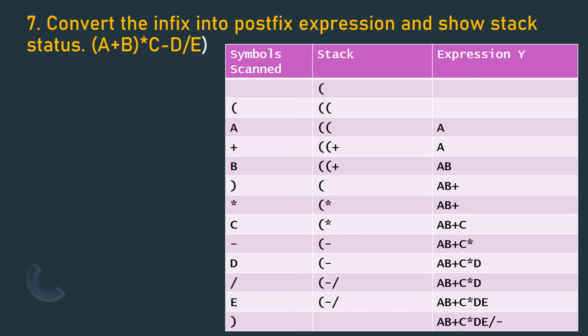Now E is the operand which will go to the expression part and the right parenthesis will come, by which the operators from the stack will be popped repeatedly and will move to the expression part. So division and minus will go to the expression part. Now the final postfix expression is AB plus C into DE, division minus.